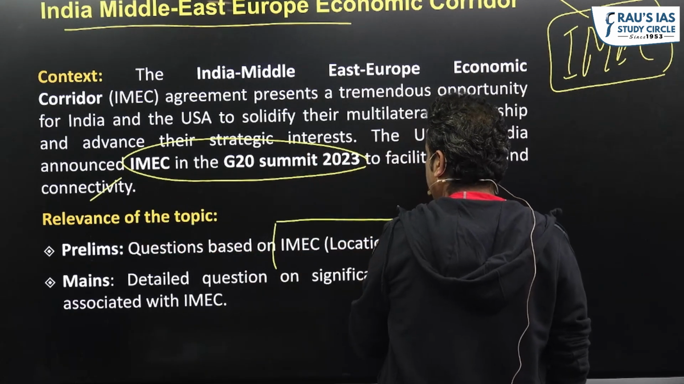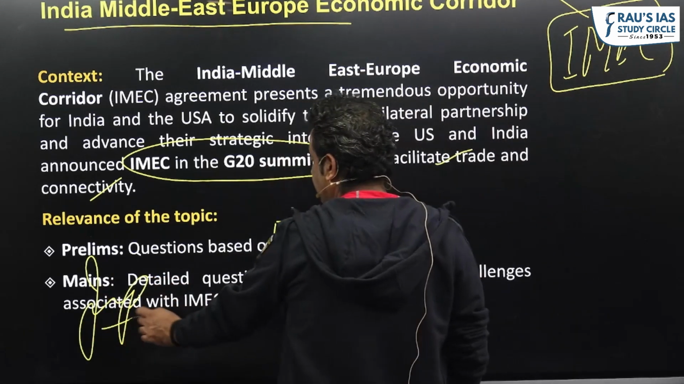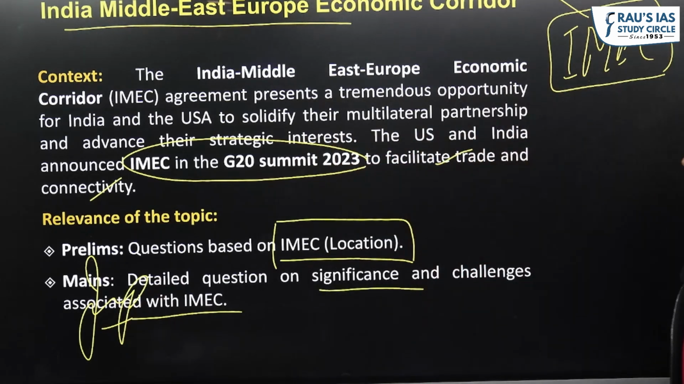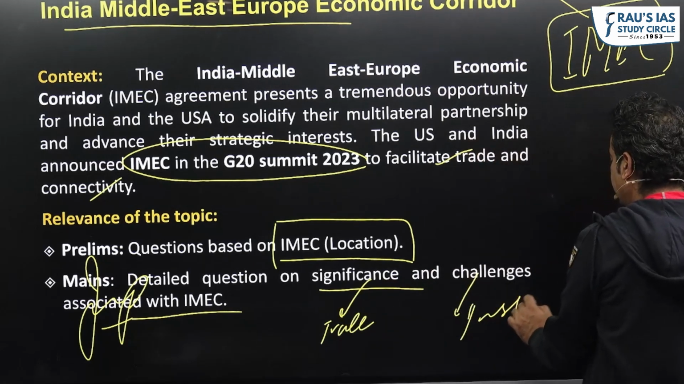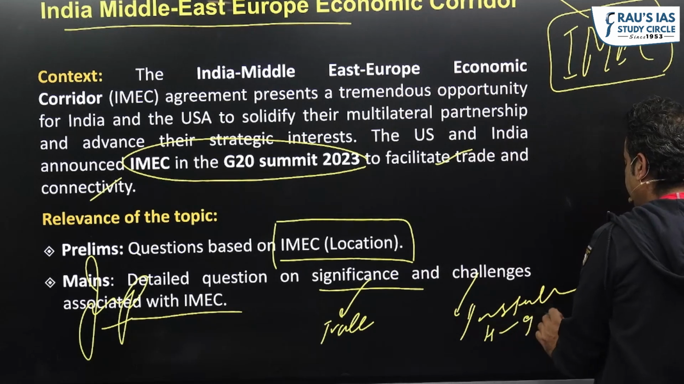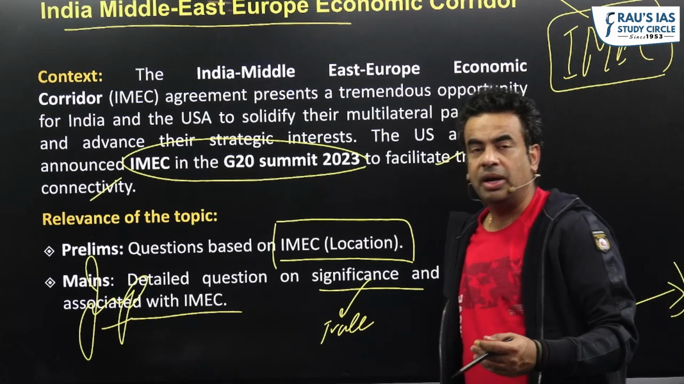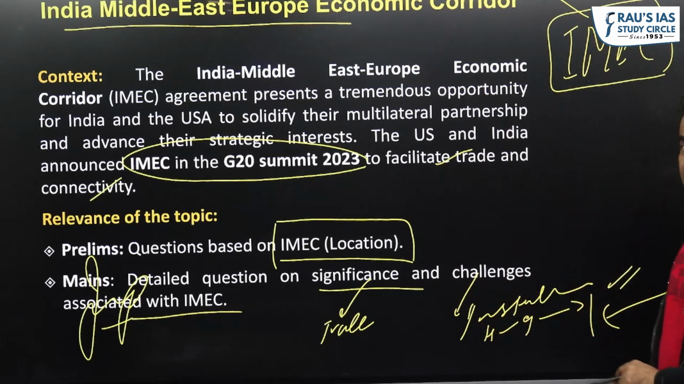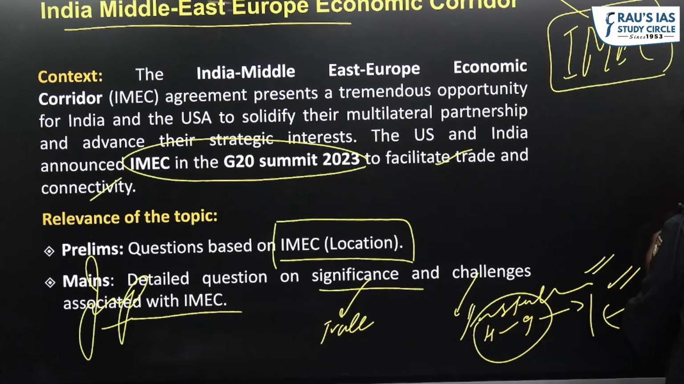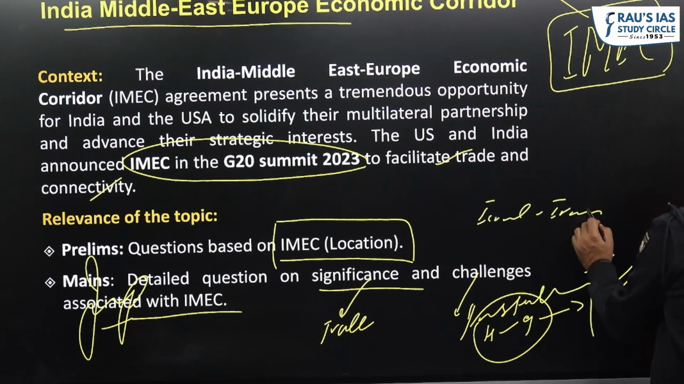One, from the prelims perspective, its location, and very important from the mains point of view, its significance and challenges associated with IMEC. Significance: enhancement of trade. Challenge: instability in West Asia. The Hamas-Israel tensions have pushed the discussions on IMEC to the back burner, and now as things are normalizing, this can be in the interest of India. Israel-Iran tensions will put challenges for IMEC.